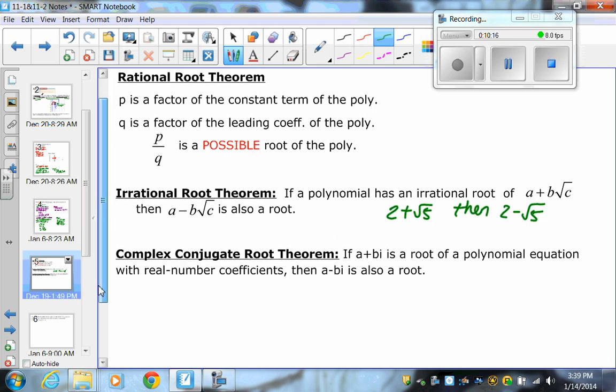Same thing with the complex conjugate root theorem. It says if a plus bi is a root, then a minus bi also has to be a root. So if I tell you that 3 plus 2i is a root, then you should also know that 3 minus 2i is a root. Or if I tell you that 4i is a root, then negative 4i is a root, and vice versa.